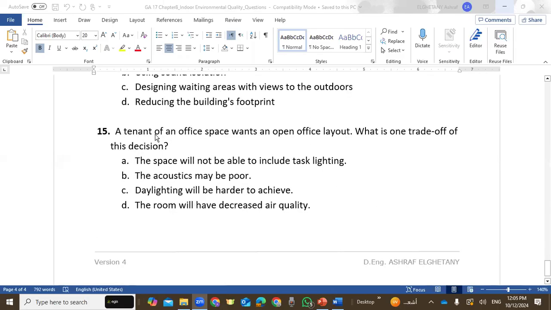Number 15. A tenant of an office space wants an open office layout. What is one trade-off of this decision? Open office layout. You remember, in your office, when you sit all together, what was your complaint always? Privacy. Yes. What is privacy then? Acoustics. Number 1, 2, 3, acoustics. No problem in the office. People will see you, you are in the office, but with the acoustics, you cannot speak in a private way, and this will cause problems. The acoustics may be poor. That's correct. Engineer Mustafa, Luan, acoustics may be poor.